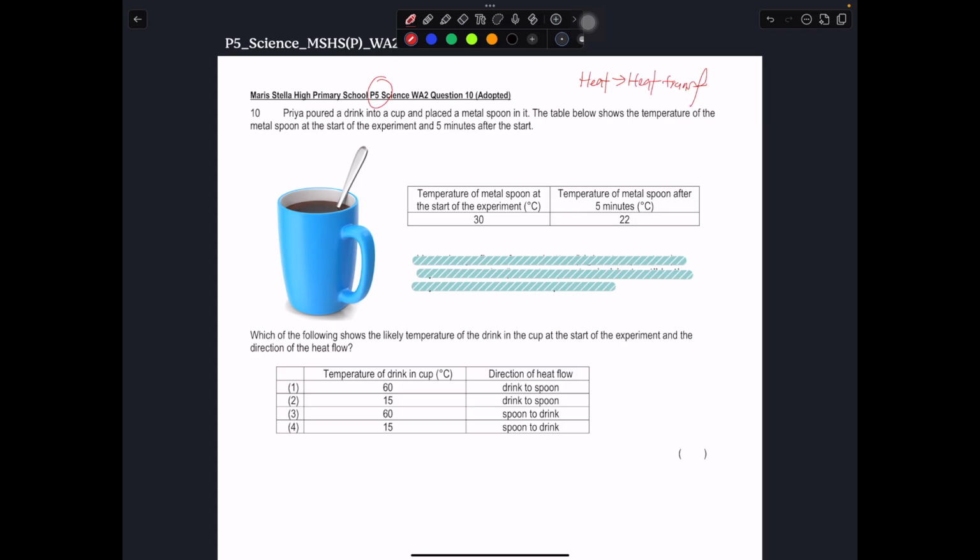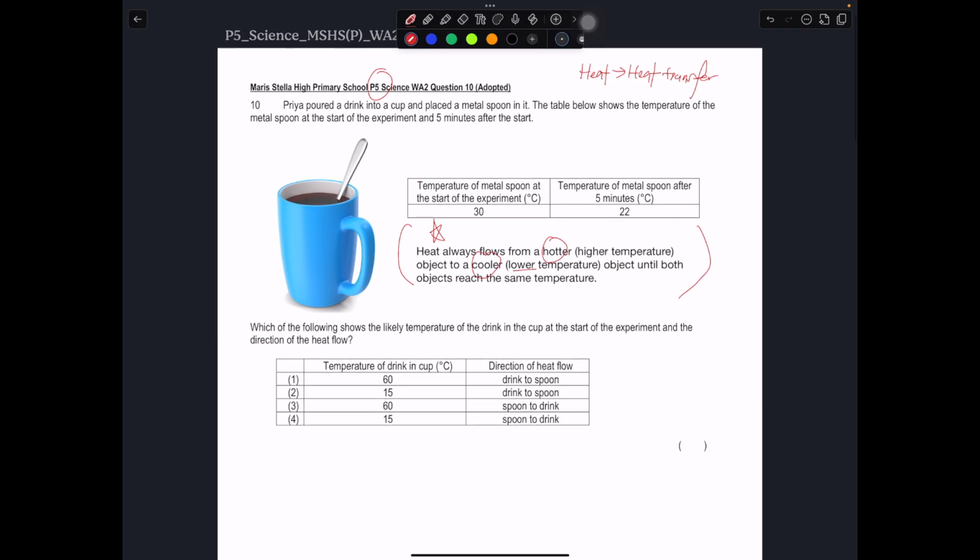transfer. Okay, so one key concept in heat transfer is that heat will always flow or conduct from a hotter object, or an object with a higher temperature, to an object with a cooler or lower temperature until both of them reach the same temperature. Then heat will not flow between the objects anymore. So it's always hotter to cooler. Okay, so a hotter object transfers heat to a cooler object in this way. It will never be the other way around.